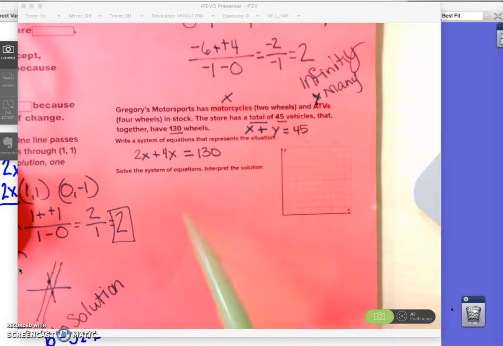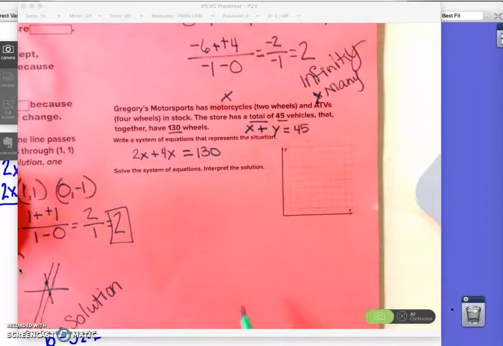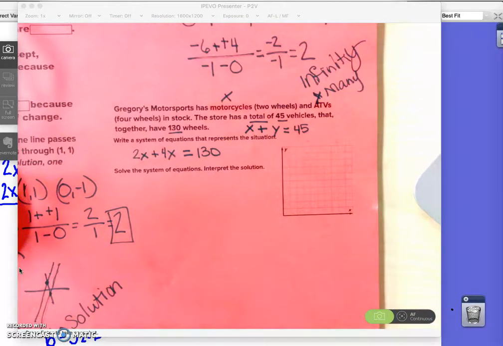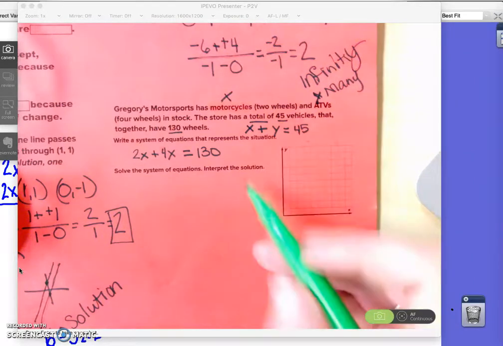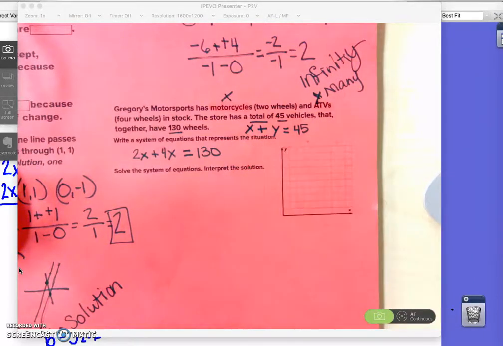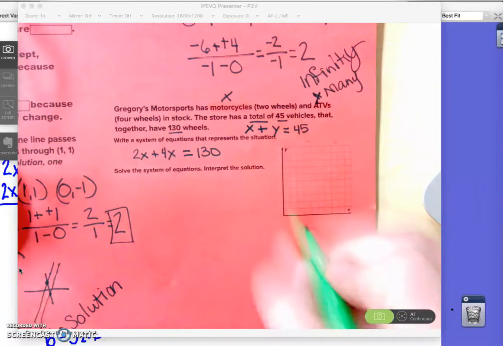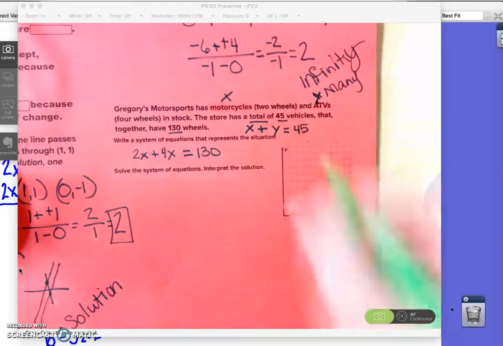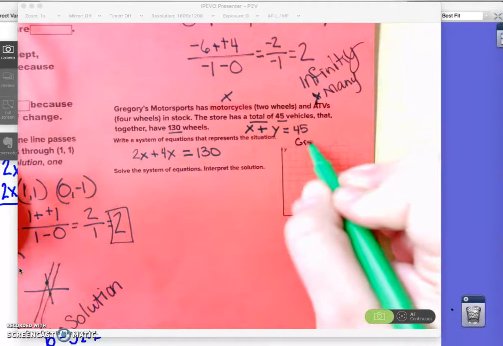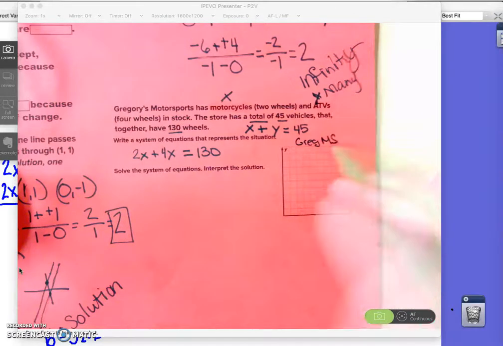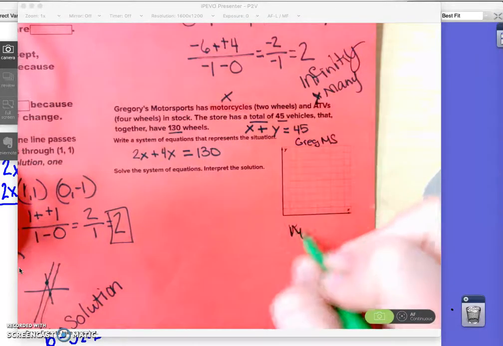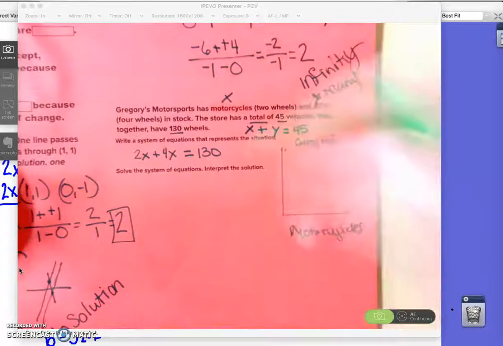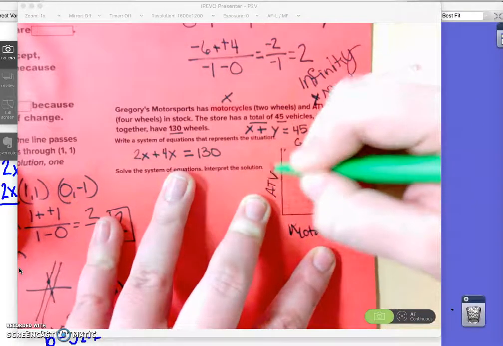Okay, so now I have 2 equations. I want to solve the system of equations and interpret the solution. Well, I have an equation here that I can write, or I can graph. First I want to label my two axes on my graph. This would be Gregory's Motorsport. My X again was motorcycles. Motorcycles, I think I spelled that wrong. It's okay. This is going to be ATVs.